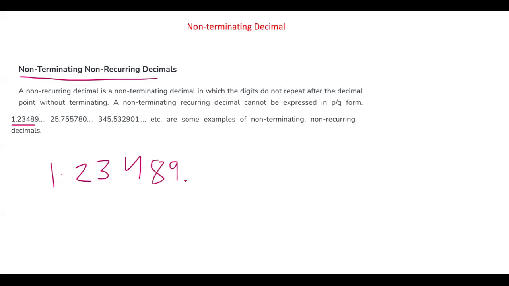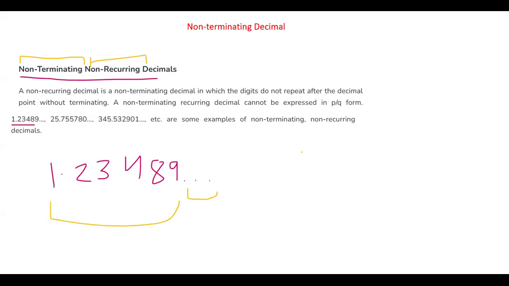1.23489 and so on. Here it is non-terminating. How is it non-terminating? Because the digits are not ending anywhere. It is going on. 1.23489 and we have the 3 dots here, which means it is never ending, and it is non-recurring, which means not repeating. Here after the decimal we have 2, 3, 4, 8, 9. None of the digits are repeating here, so it is non-recurring. So we will say 1.23489 is a non-terminating non-recurring decimal.